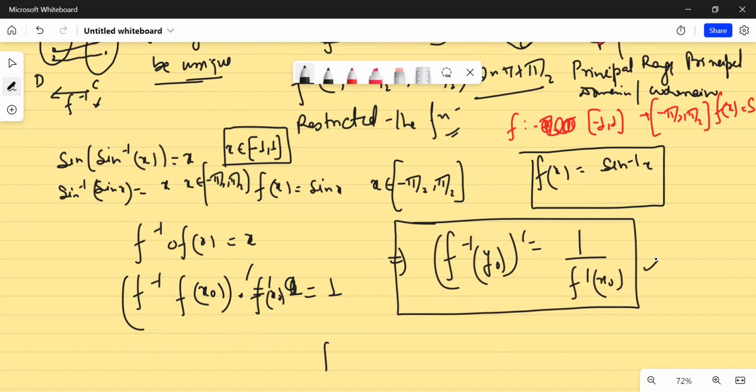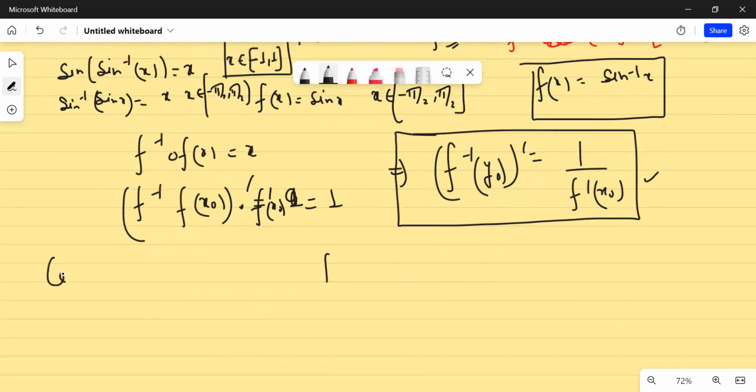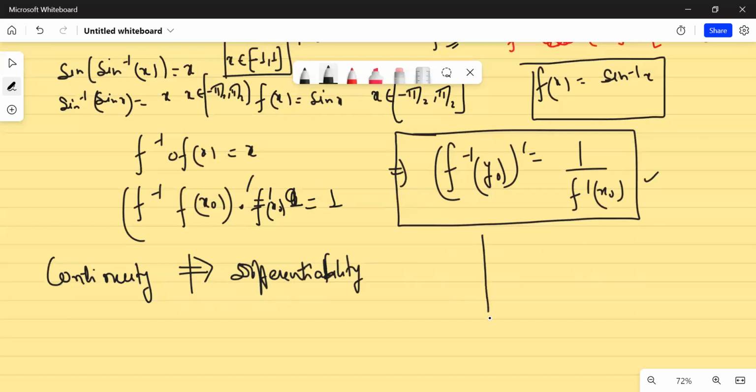Yes. Okay. Now, I taught you that differentiability implies continuity. And the converse is not true. That is, continuity does not imply differentiability. A standard example to remember this is the modulus function.